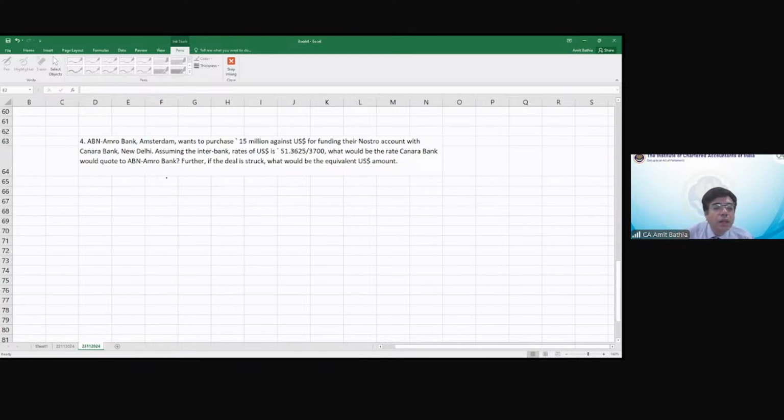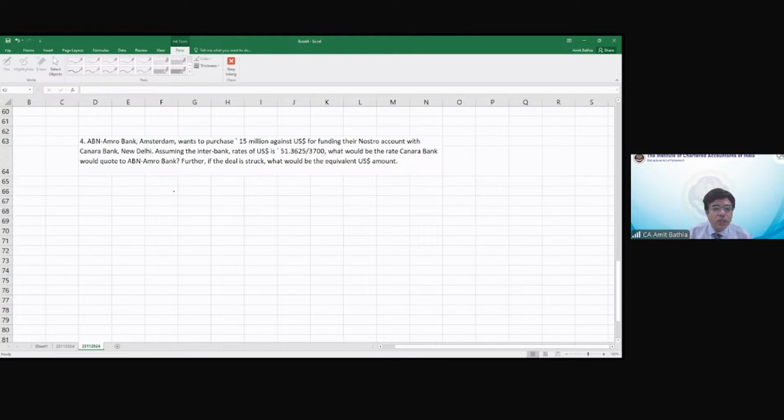Okay. Now, ABN AMRO Bank, Amsterdam, wants to purchase rupees 15 million against US dollar for funding their nostro account with Canara Bank, which basically means that they have a bank account with Canara Bank. Okay. And for this, they are assuming interbank rates of US dollar is rupee 51.3625 slash 3700. What would be the rate Canara Bank would quote to ABN AMRO Bank? Further, if the deal is struck, what would be the equivalent US dollar amount?